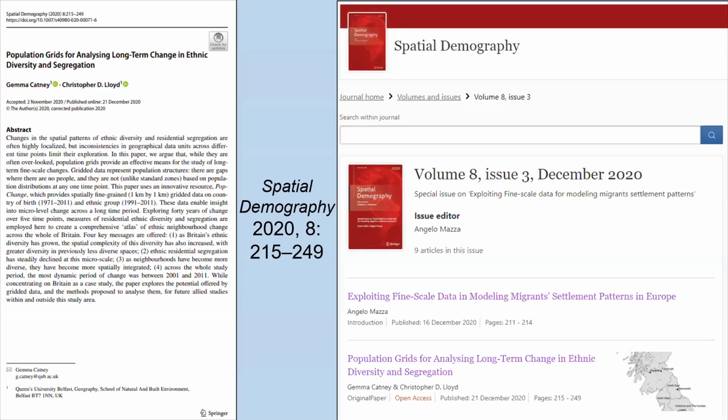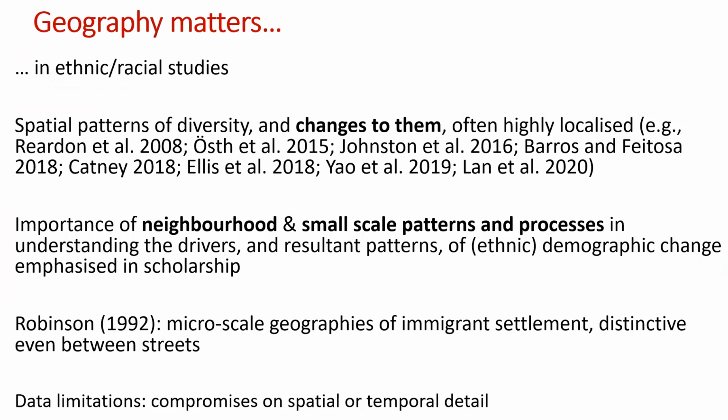So as I'll say in more detail, we're looking at using 1 by 1 kilometre grid cells and a specific resource that we created as part of a wider project to look at how diversity has changed over a 40-year period. So it's an innovative and actually freely available resource called PopChange, which I'll introduce in just a moment.